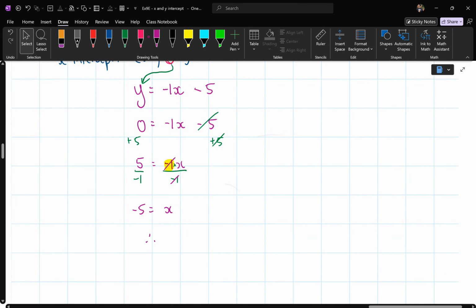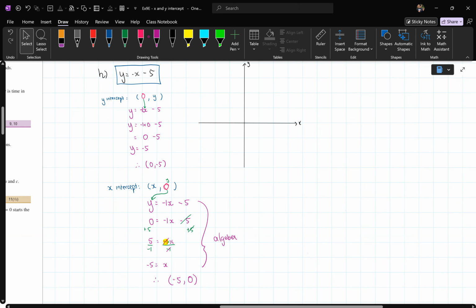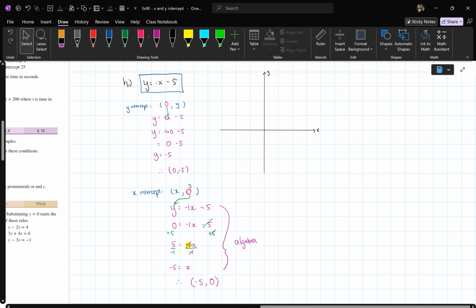And what does that mean? After you did all that algebra, what'd you find out? You found that x has to be -5. So the coordinate is x is -5 when the y-coordinate is 0. That's the only way to work for that rule. So now you can plot the points. Here are your 2 points. 0, -5, and -5, 0.